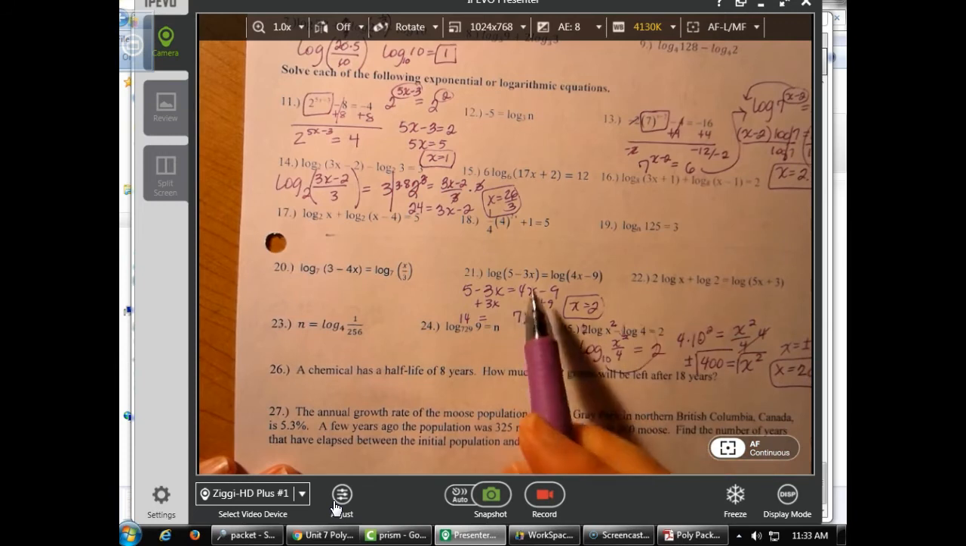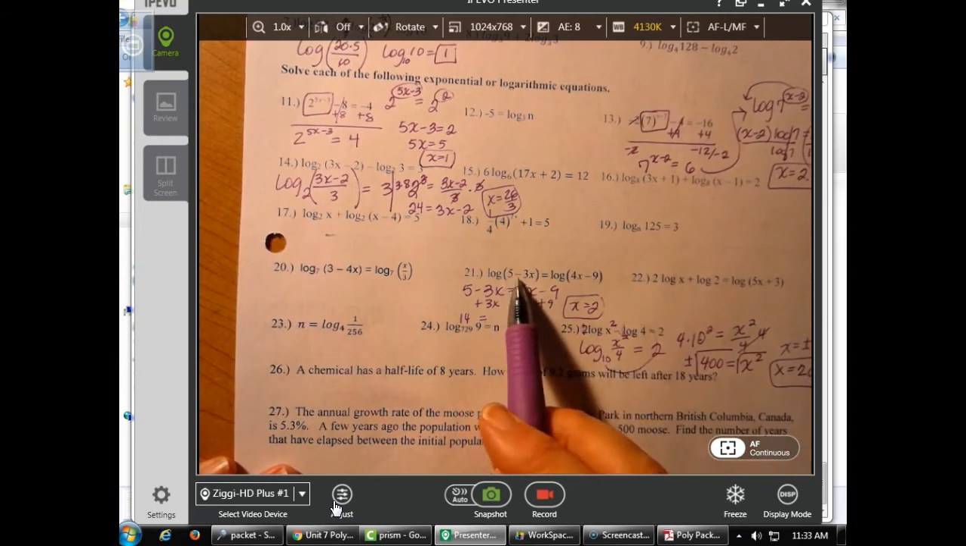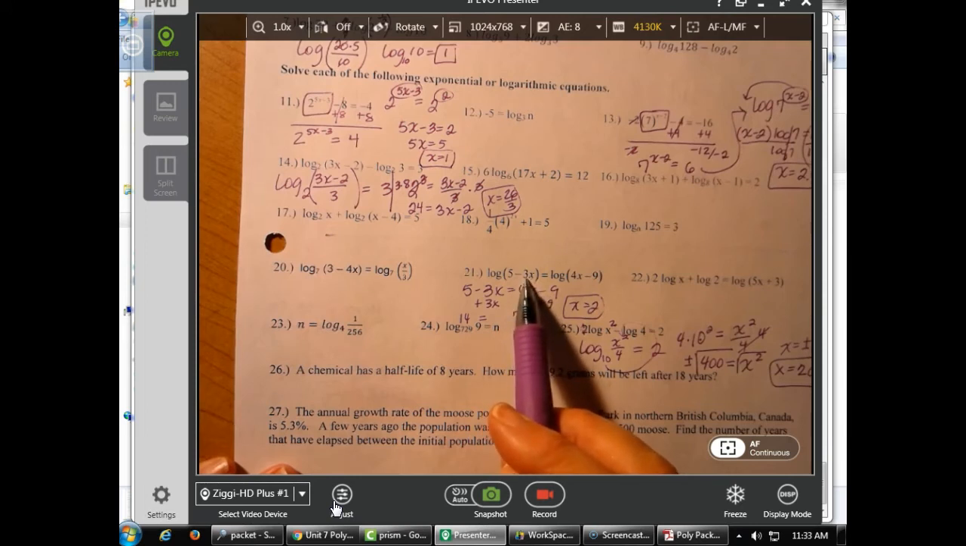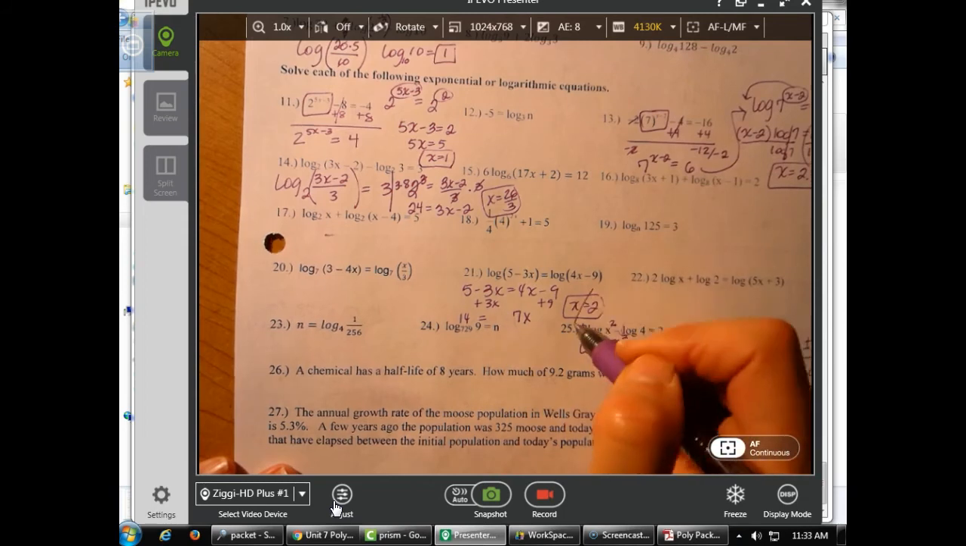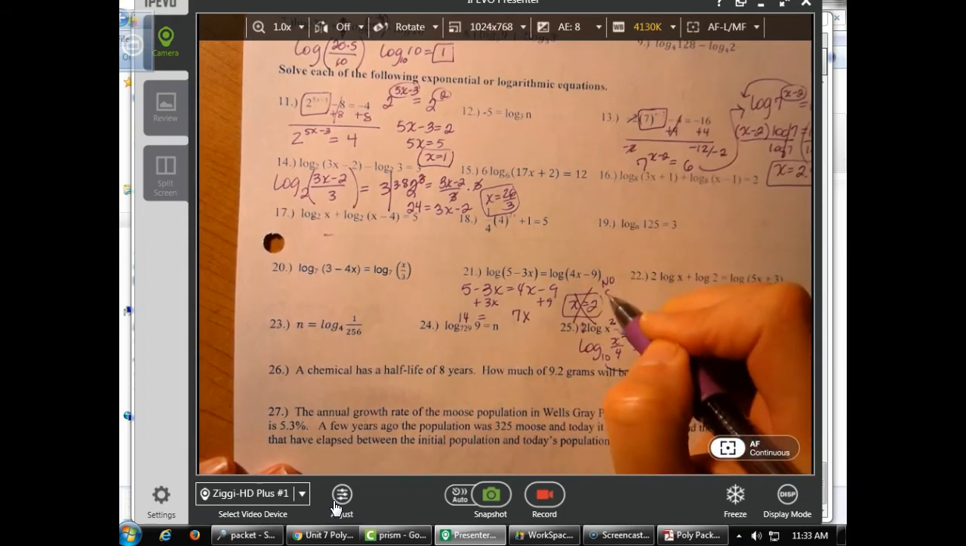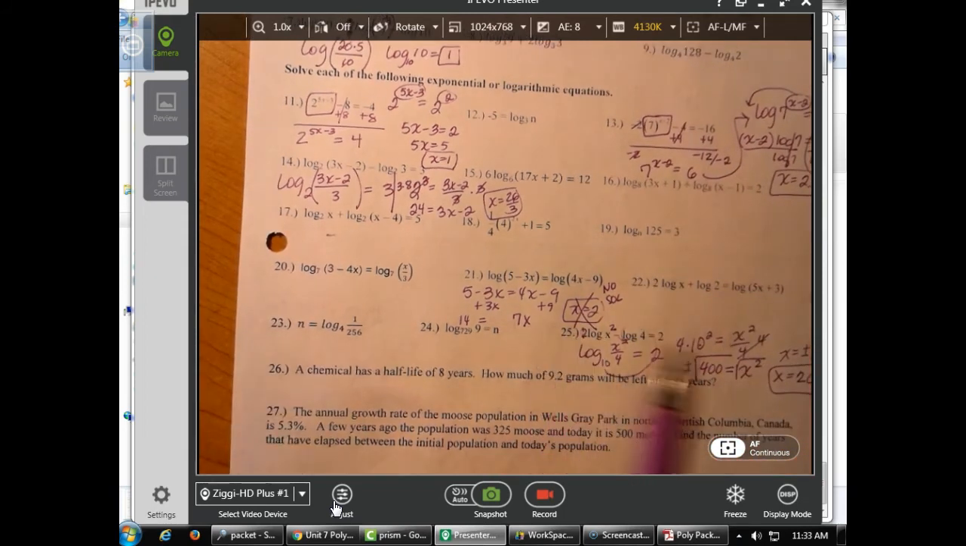Now always remember to go back and test it. So 5 minus 3 times 2. Well, guess what? That's a negative 6. So 5 minus 6 is a negative 1. There is no solution to this problem. So that's going to really help you understand this concept. You won't always get a solution.